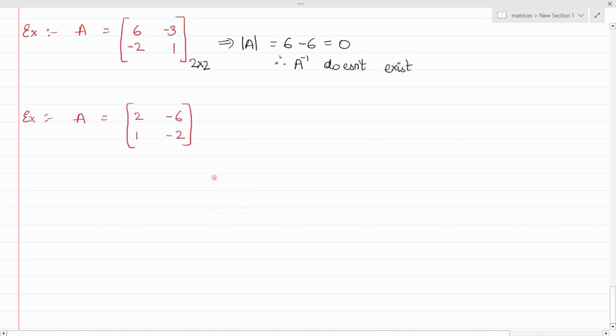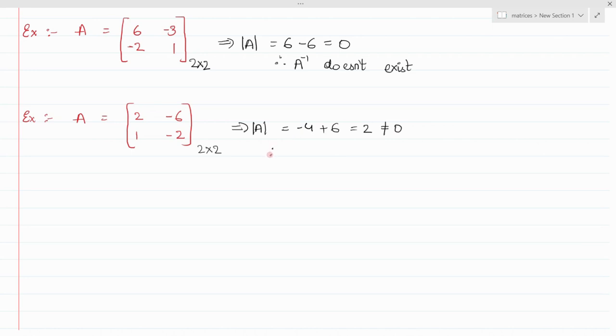Now, this is again a different example of order 2 cross 2. So let's first find the determinant of A, which is minus 4 plus 6, that is 2, which is not equal to 0. Therefore, A inverse exists. So to find the A inverse by using column transformation, this is the magic pattern we're going to follow.